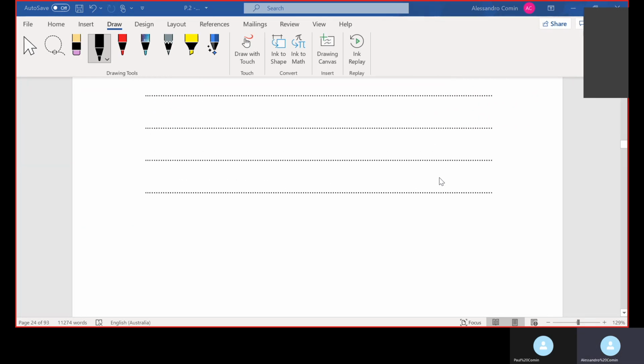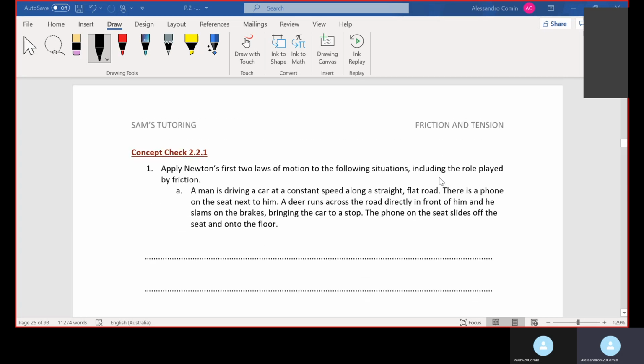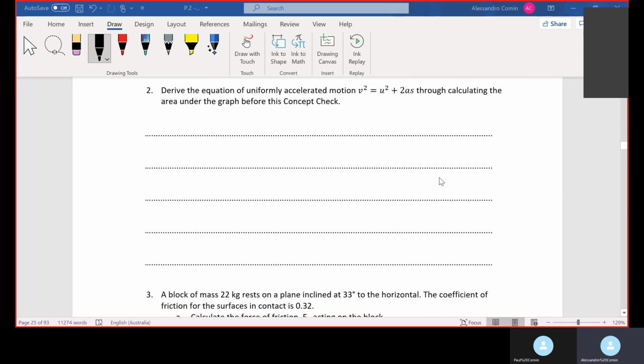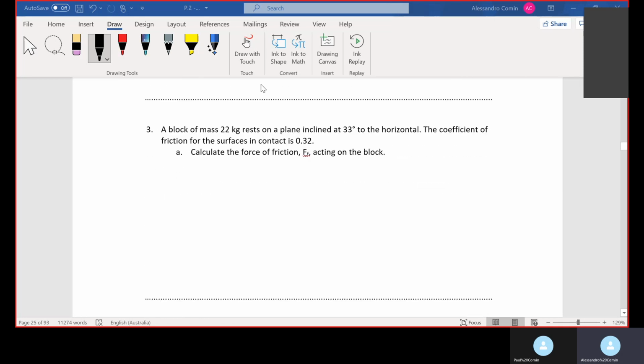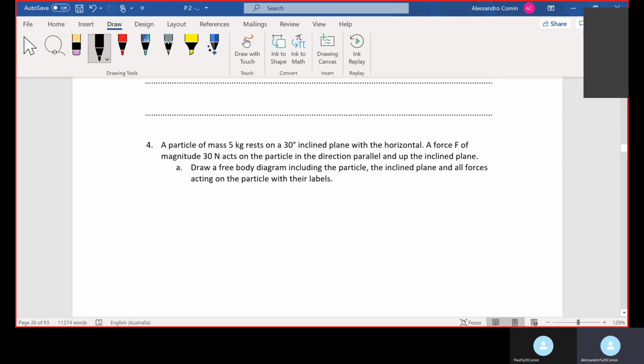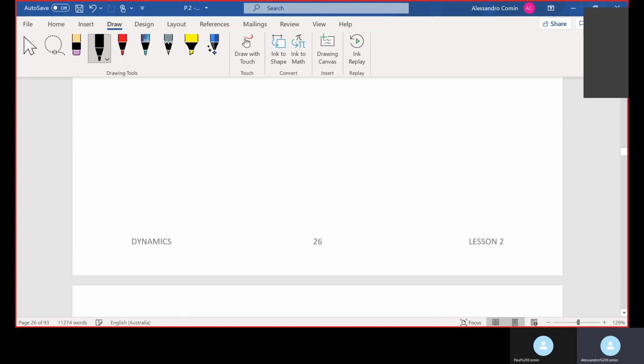Okay, so question 1 is just qualitatively applying Newton's laws. Question 2 I already did. I kind of forgot that was there. Do not do question 3. We obviously have not done question 3. This accidentally snuck in earlier. And same with question 4. So just do question 1 and 2 for this concept check.